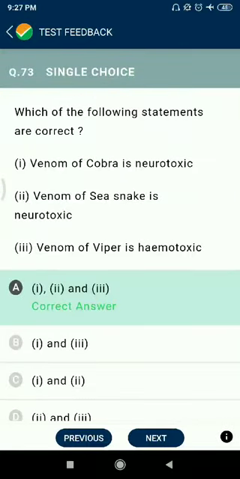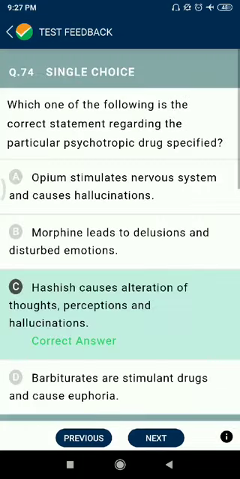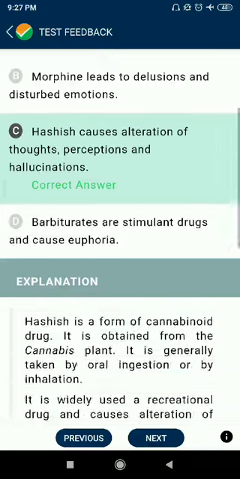Question 73. Which of the following statements are correct? Venom of cobra is neurotoxic. Venom of sea snake is neurotoxic. Venom of viper is hemotoxic. Question 74. Which one of the following is the correct statement regarding the particular psychotropic drug specified? Hashish causes alterations of thoughts, perceptions and hallucination.